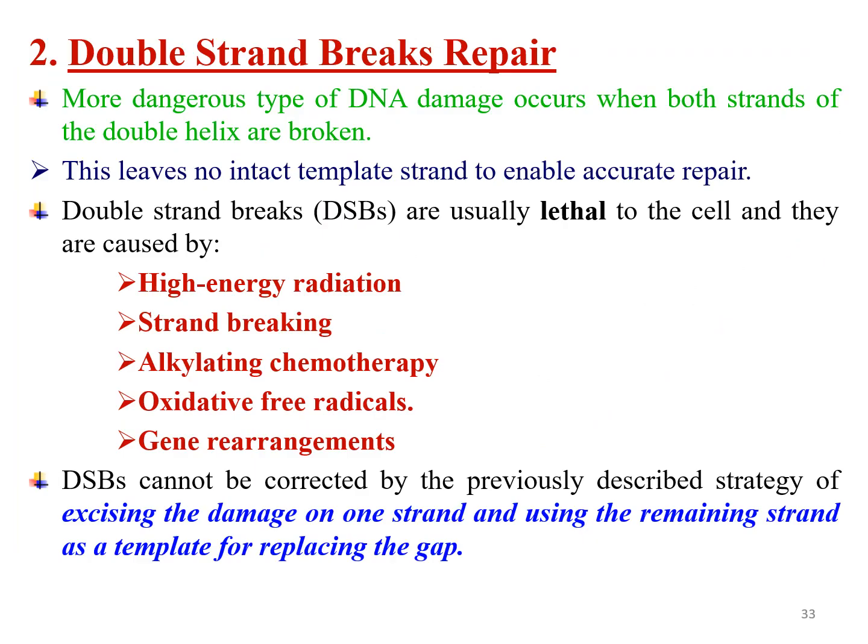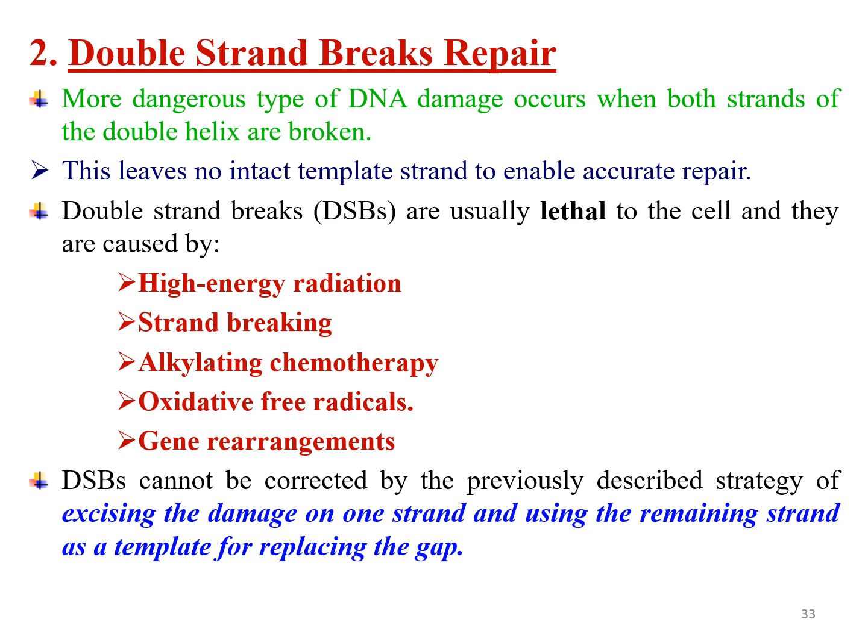The next one is double strand break repair. A more dangerous type of DNA damage occurs when both strands of the double helix are broken, because here, if both strands of DNA are broken, replication can be inhibited because there is no template. Yes, this leaves no intact template strand to enable accurate repair. So double strand breakage is the most dangerous mutation.